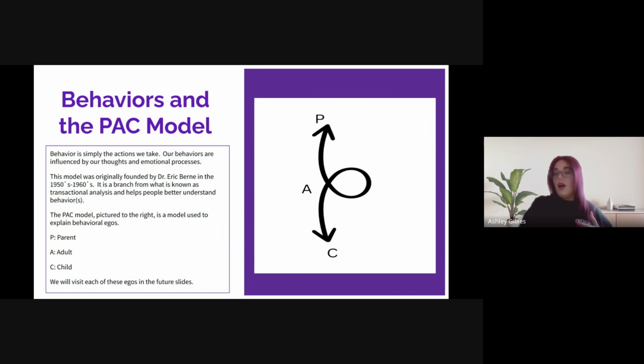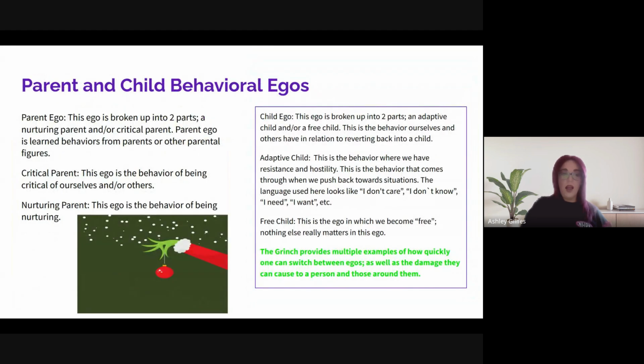Okay, we're going to move on to parent and child. Again, like I said, we're going to save adult for last. You will see why. So parent and child behavioral egos. Before we even get into what the breakoffs are, because they do branch off into two egos, you have 5 egos total. Okay, you have 2 parent, 2 child, 1 adult. The adult is a freestanding ego that we'll do next.